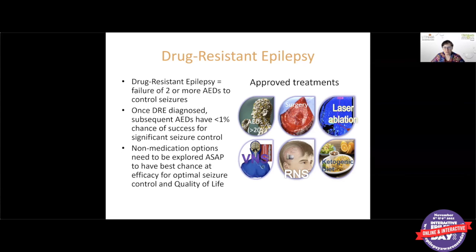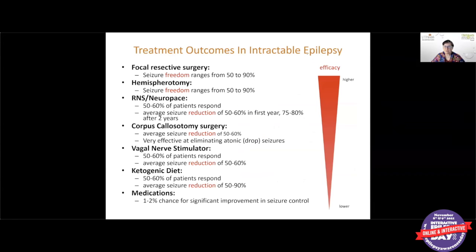So there's something called laser ablation, there's epilepsy surgery, there's a vagal nerve stimulator device that can be implanted. There's RNS, which is another implanted device that is a brain stimulation device. And then there's also diet options, mainly the ketogenic diet, which can help control seizures much better than just medications. And this is just something to show you how the different treatments that we have other than medication are going to be successful and how efficacious or effective they are.